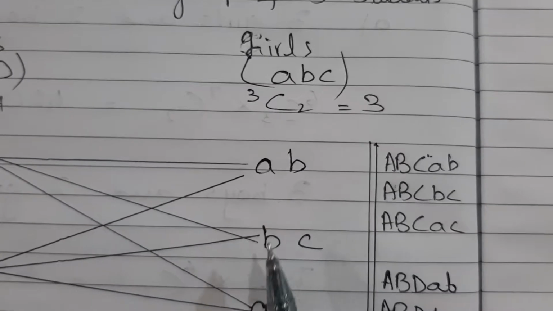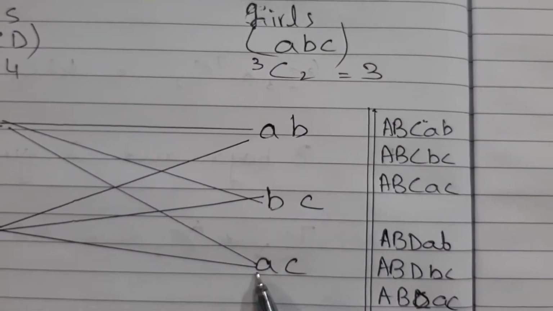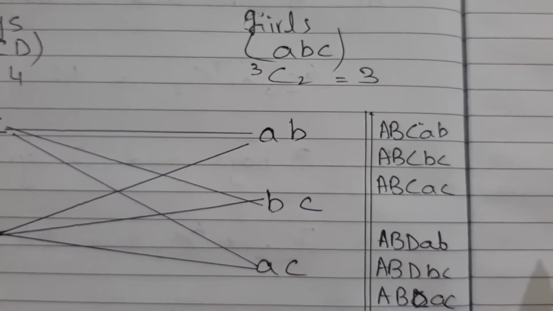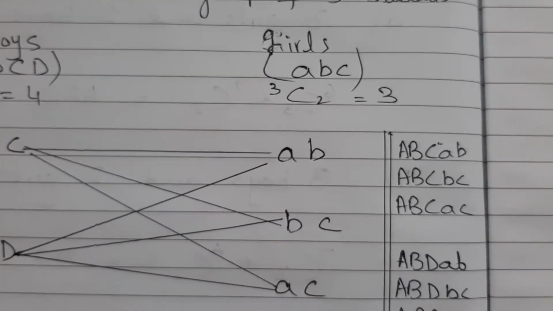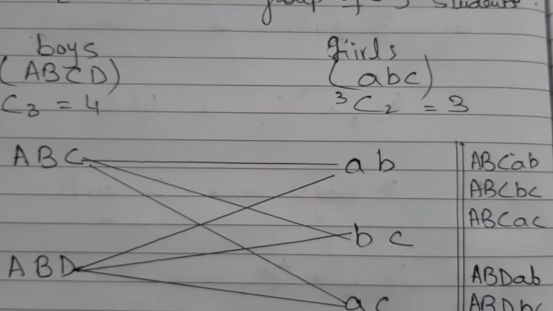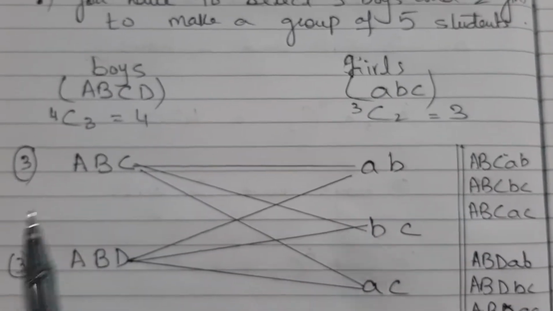Girl AB, BC, or AC. There is no other way, right? Now how many students do I have to select for the group? 5 students. So now let's see the concept here.